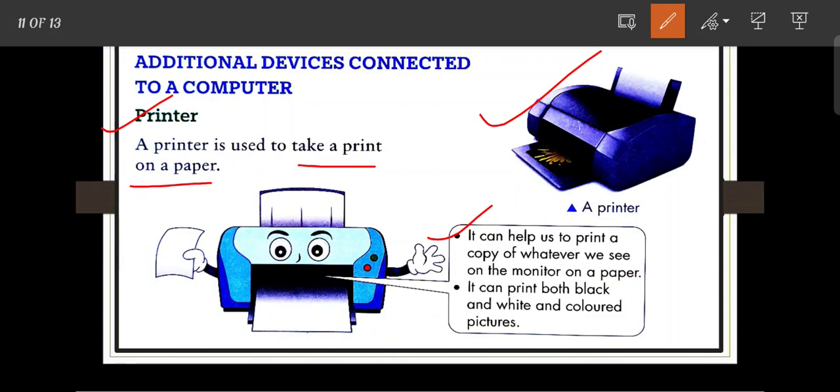So when we are working on a computer, and suppose we write a document, okay, and the document needs to be printed, okay, so then we use the printer, okay. So it helps to print a copy of whatever we see on the monitor on paper, and it can print both black and white and colored pictures, okay. So a printer can print black and white pictures and also colored pictures, okay.